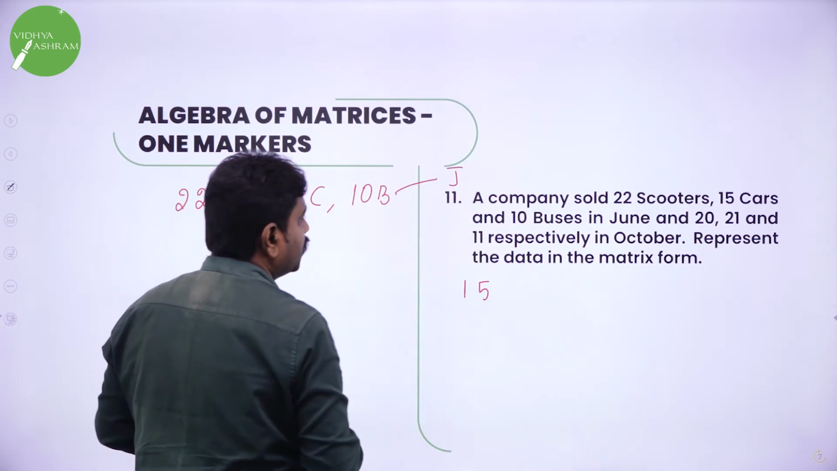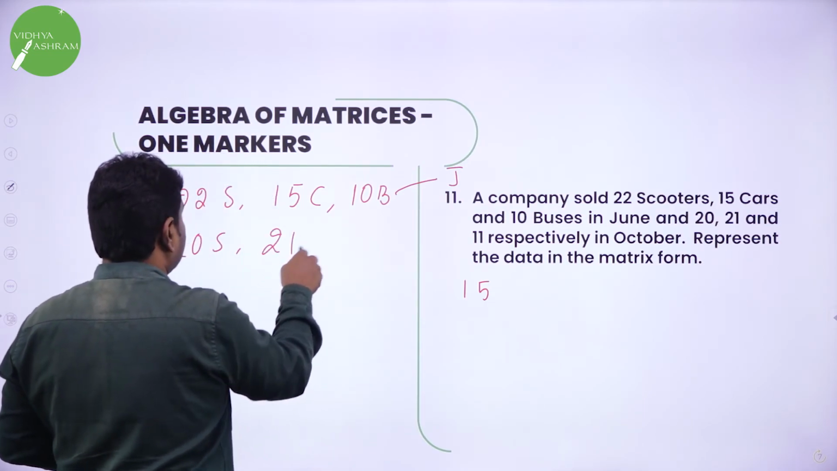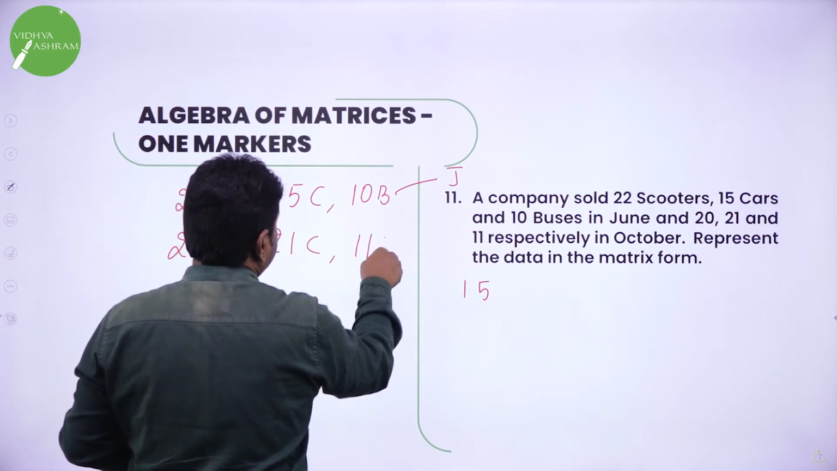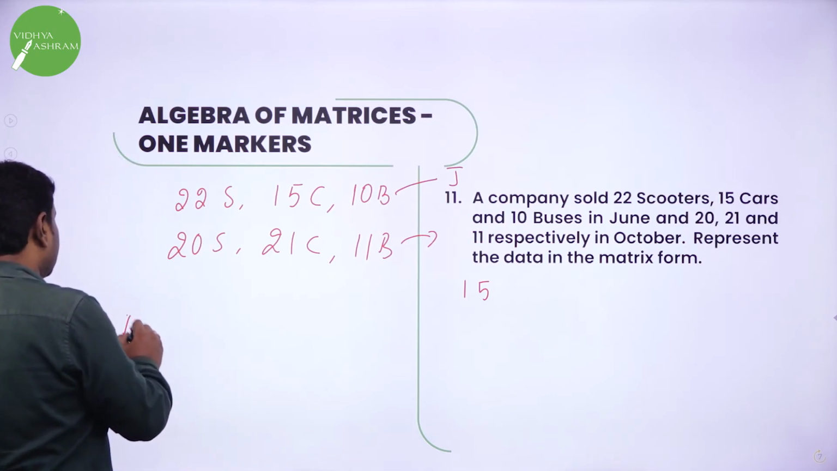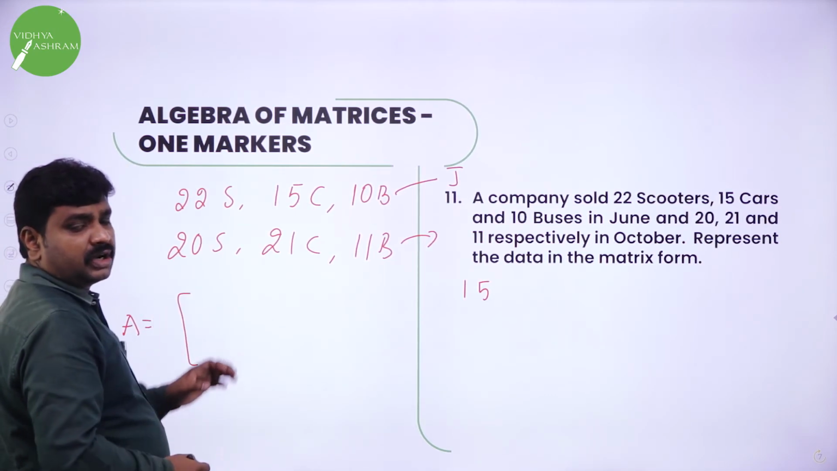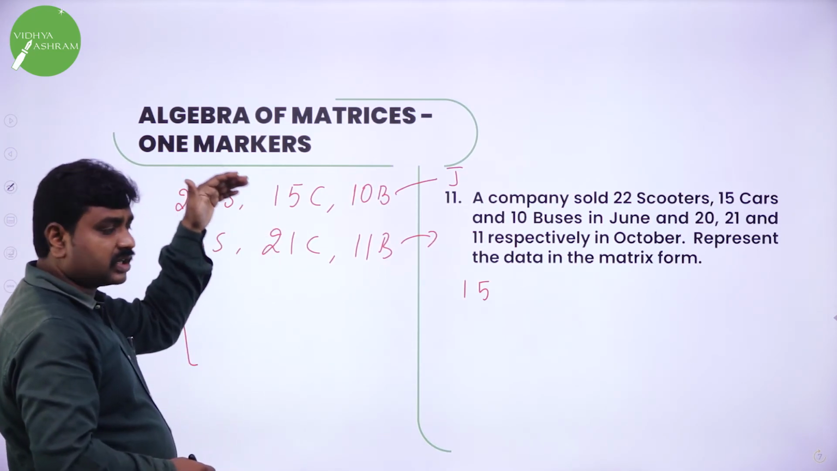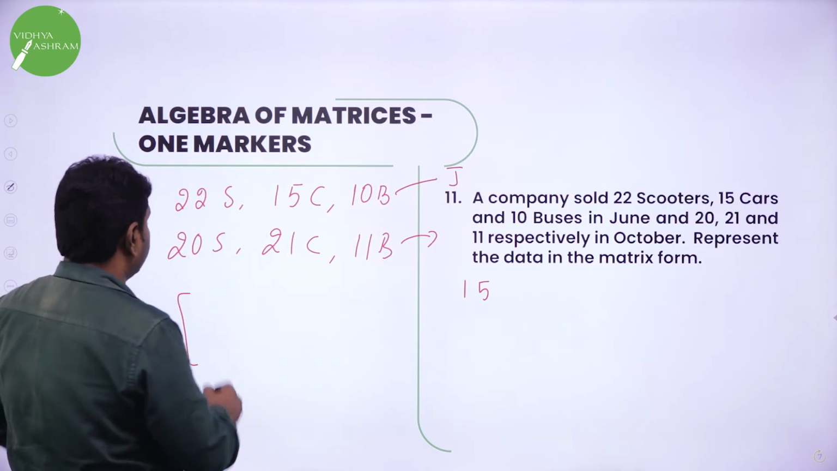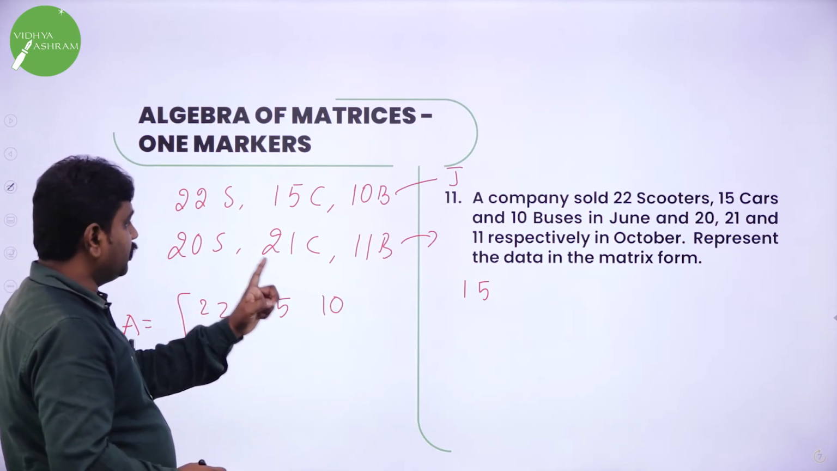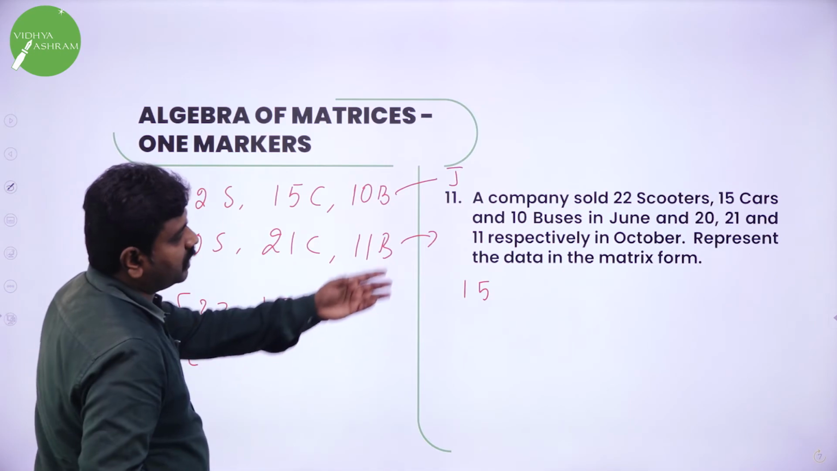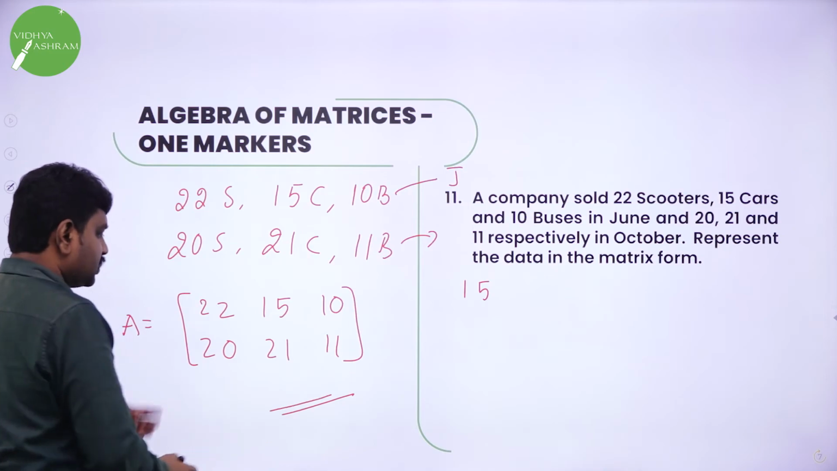Similarly, they sold 20 scooters, 21 cars, 11 buses respectively. Represent in matrix. Matrix means what? Let us name it with a capital alphabet, and one month's sales you put in one row, other month's sales you put in the other row. Under scooter, under car, under bus, you write 22, 15, 10. This is scooter, car and bus sales in June. Then October: 20, 21, 11. That's all. They want you to represent, this is the representation.